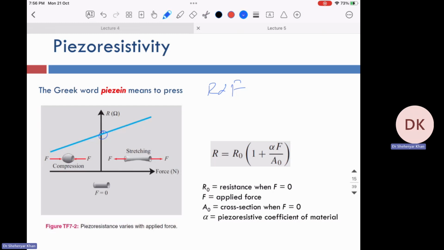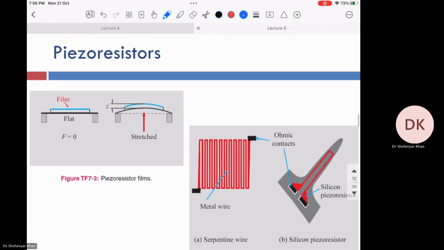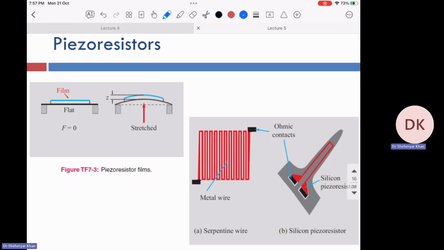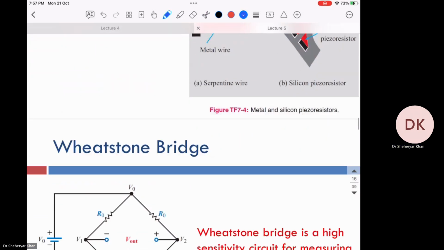The overall phenomenon is R is equal to R naught, R naught is here, 1 plus alpha F over A naught. This is the constant or the coefficient, right? So this comes from the sensor. You can see that if there's no force, it stays flat. When you stretch it, the effective area or the length increases. And that's how you can create it from a metal wire; we call it serpentine wire. Okay. So when you have a force, it increases the length. So when the length is increased, the resistance increases.